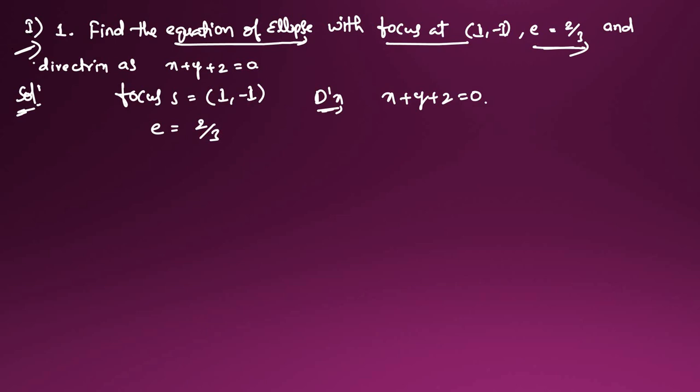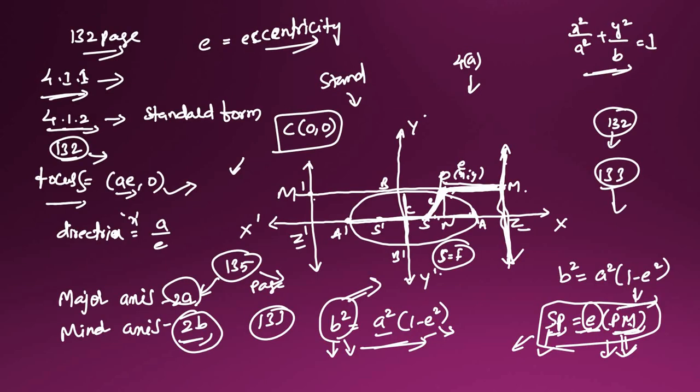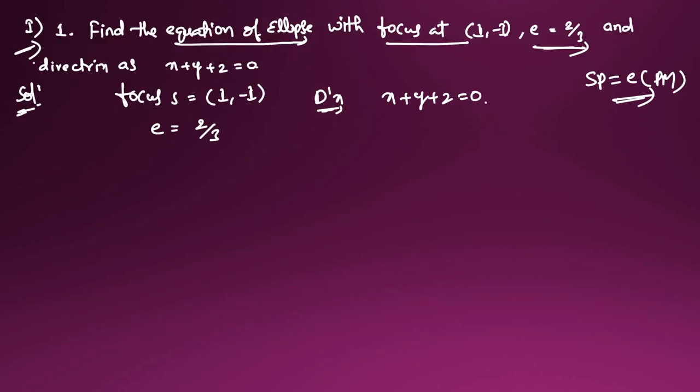These three values are given, so we'll use the formula SP is equal to e into PM. I told you already, you will use it in this form. The directrix we already know is given here. This is P, and PM is perpendicular to the directrix at M, so here we have to take PM. This is P, and this is the focus S. We'll use the formula and do the solution here.